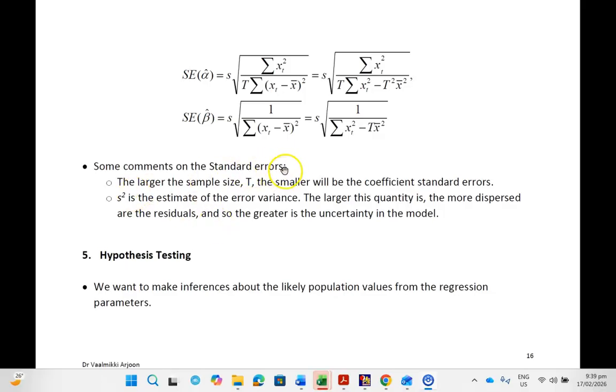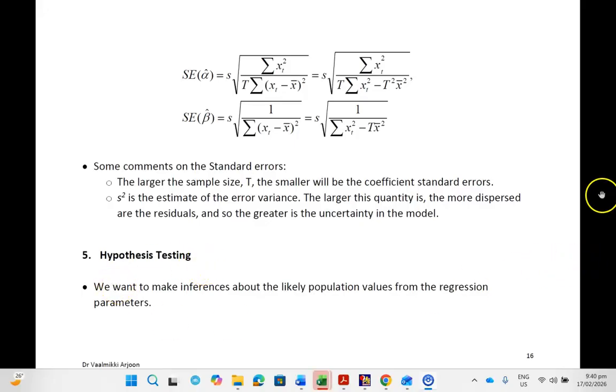Now, some comments on the standard errors. The larger the sample size, which is T, the smaller will be the coefficient standard errors. So you want the sample size to be as large as possible. And S squared, which is the estimate of the error variance, the larger this quantity is, the more dispersed are the residuals, and therefore the greater the uncertainty of the model. Now we come to hypothesis testing.